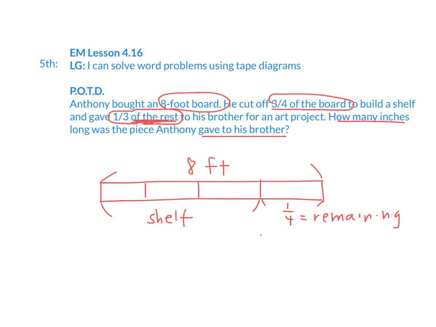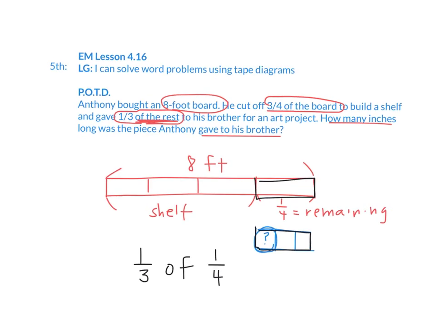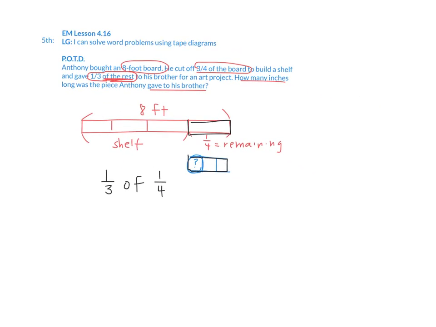Then he took 1/3 of the rest. So here's that rest part, and he split it into thirds. He gave 1/3 to his brother. We want to figure out how much he gave to his brother. So if this is what we're trying to find out here, this is 1/3 of this, right? Which is the same as this. So it's 1/3 of 1/4. Good. Okay. So how can I find out what 1/3 of 1/4 is? Well, I can multiply. 1/3 times 1/4 is 1/12.